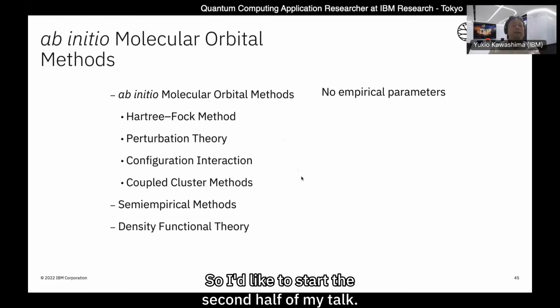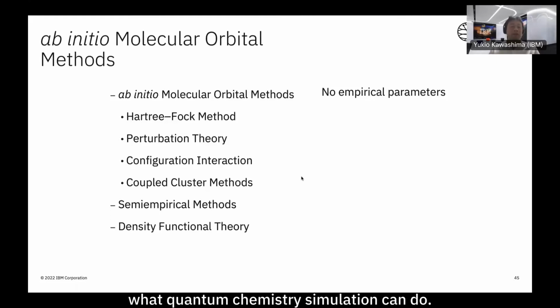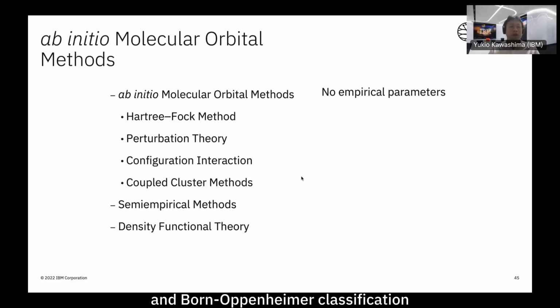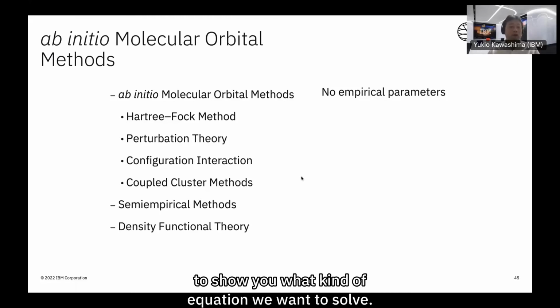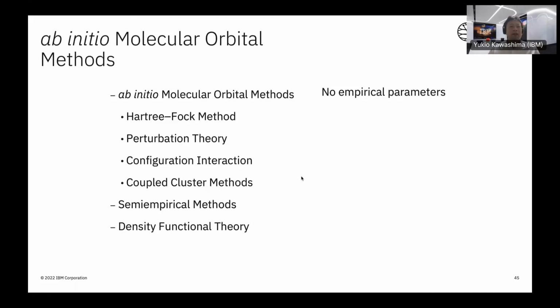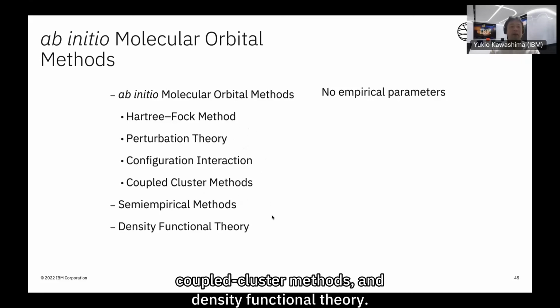So, I'd like to start the second half of my talk. In the first half, I introduced what quantum chemistry simulation can do, and then I talked about the Schrodinger equation and Born-Oppenheimer approximation to show you what kind of equation we want to solve. And afterwards, I was talking about Hartree-Fock methods. Now, I'd like to talk about the other methods, which are semi-empirical methods and perturbation theory, configuration interaction, coupled cluster methods, and density functional theory.